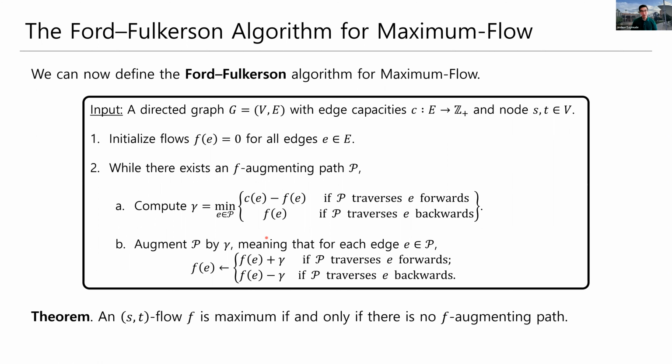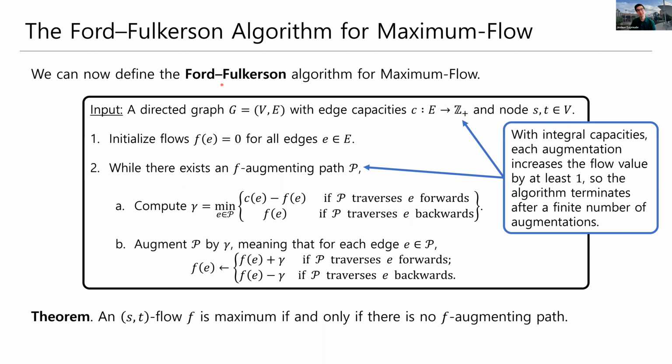Now, the theorem that we have in the proof supplement, the proof is there, we're not going to talk about the proof in this lecture, is that an ST flow is maximum if and only if there is no augmenting path. Clearly, this while loop will terminate when no augmenting path exists anymore, which means that it terminates when the ST flow is maximum. So because of this theorem, we know that Ford-Fulkerson solves the maximum flow problem optimally.